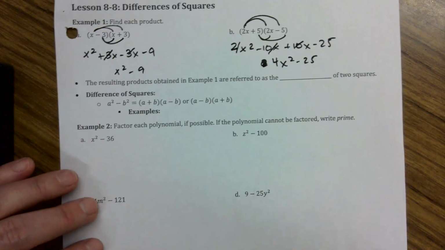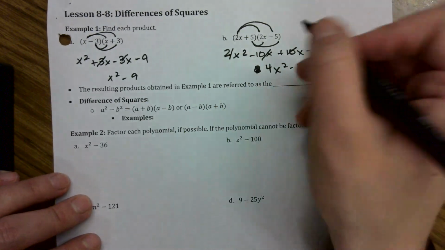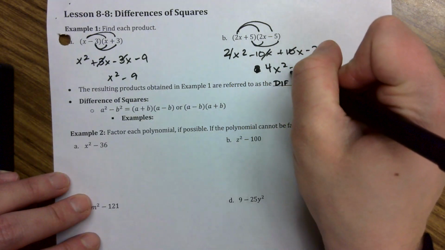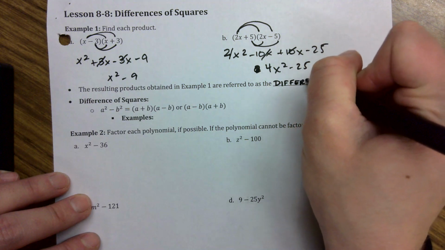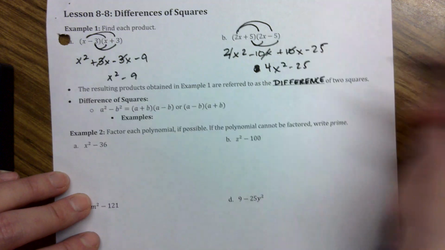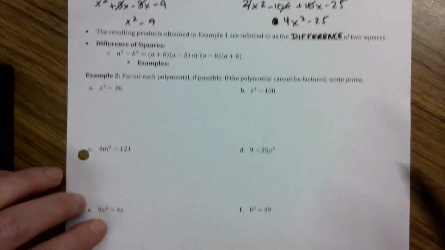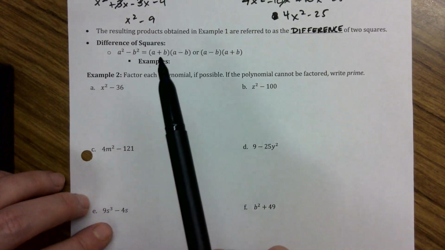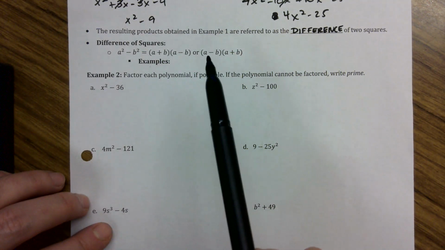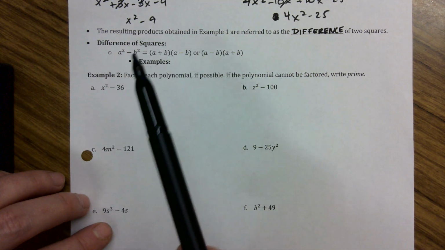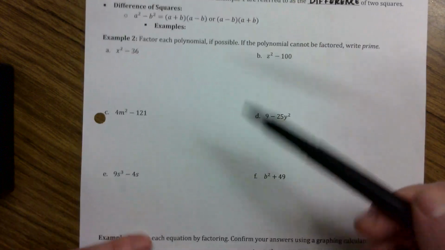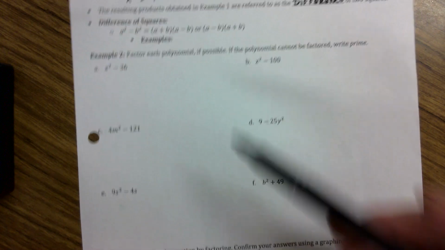The resulting products obtained in example 1 are referred to as the difference of two squares, because there's subtraction. So whenever you have the difference of two squares, one is positive or negative first, it doesn't matter, and then you take the square root of each. So these are all very simple. If you think you have it, go ahead and try it.